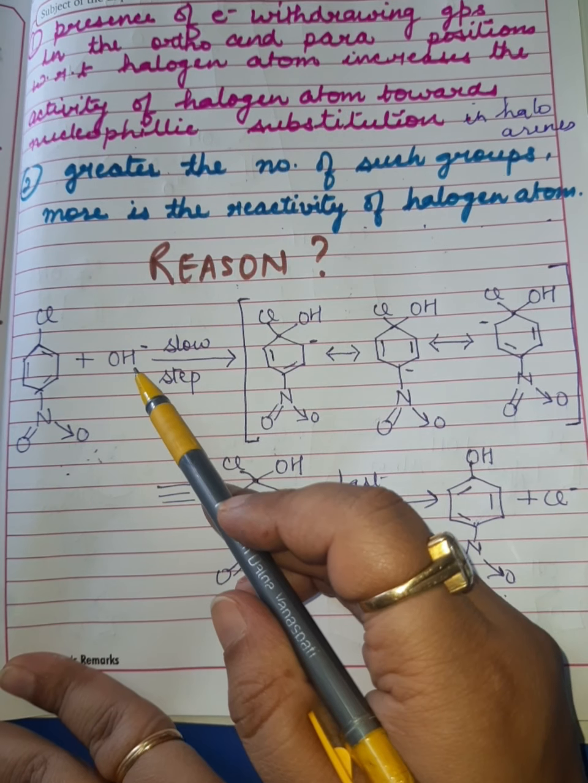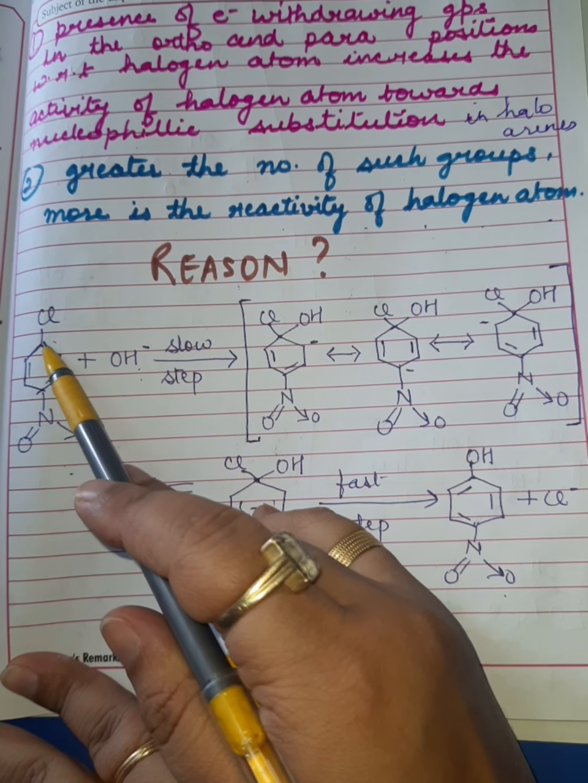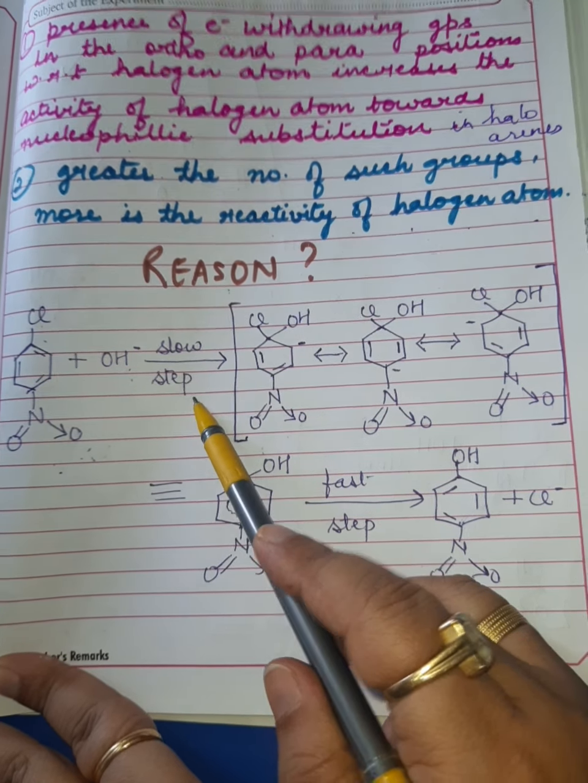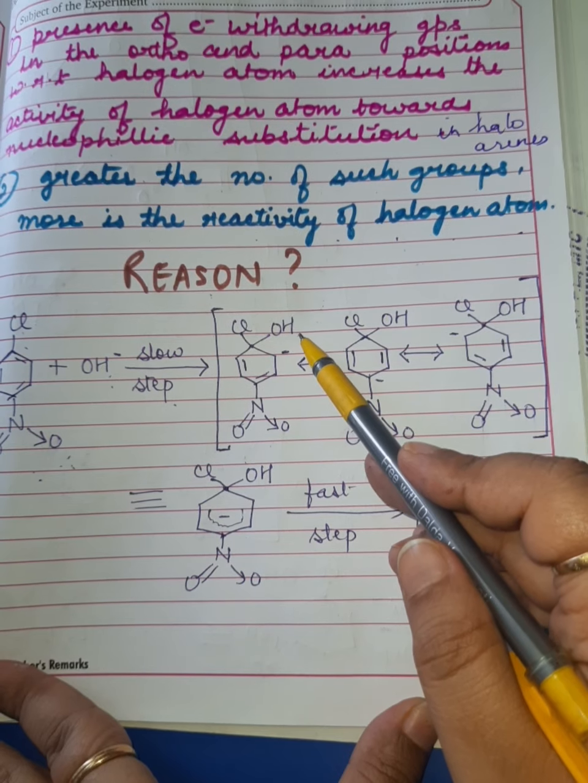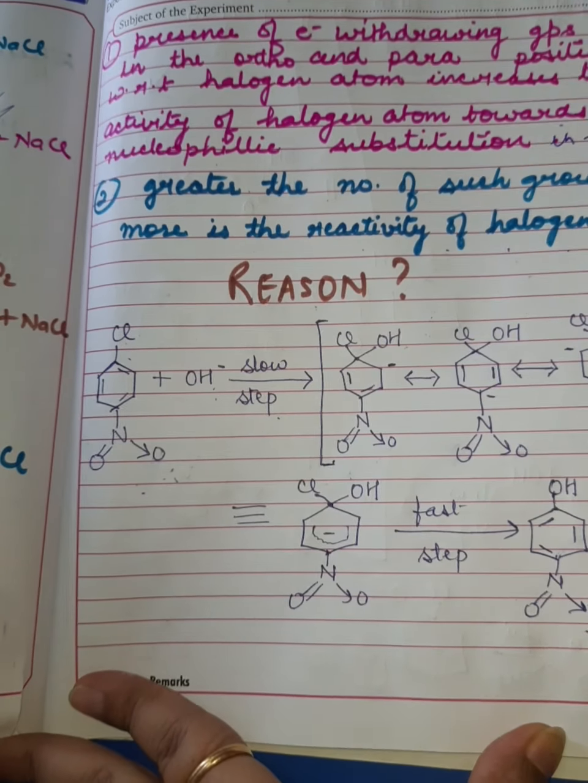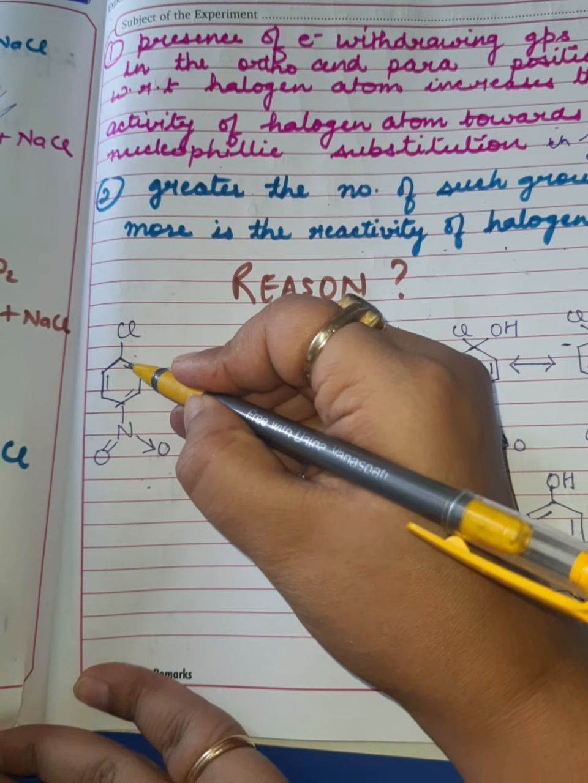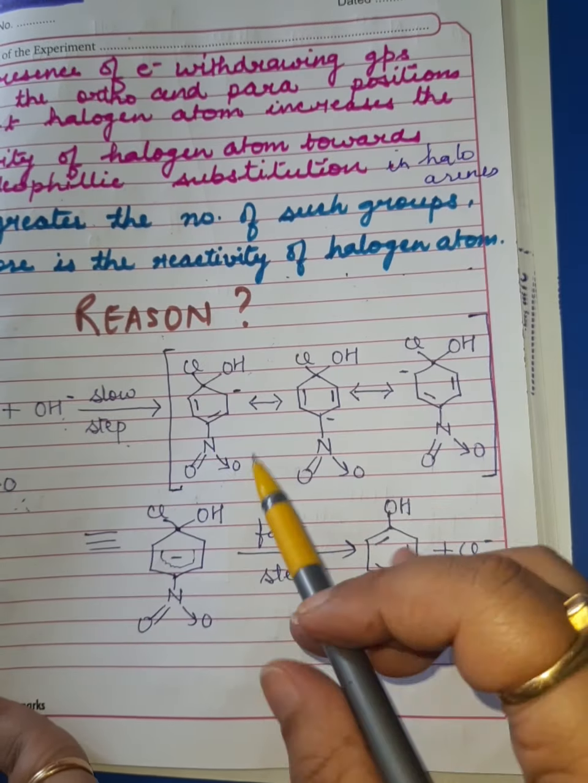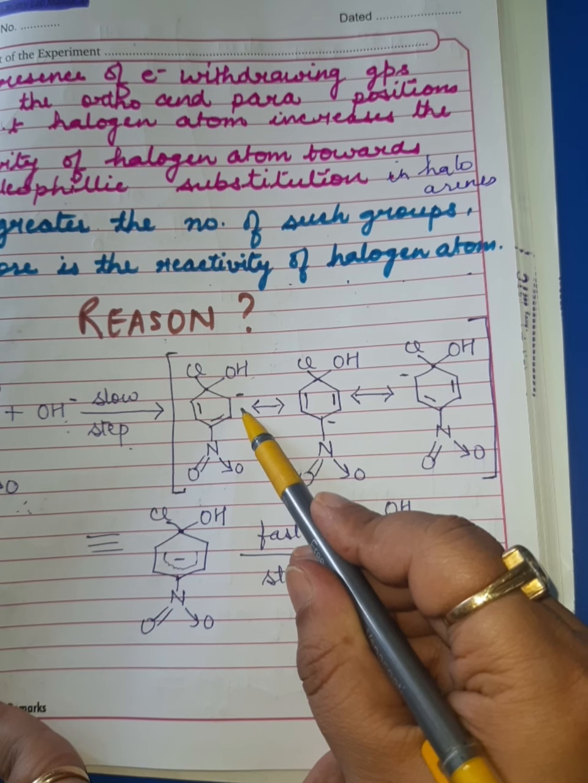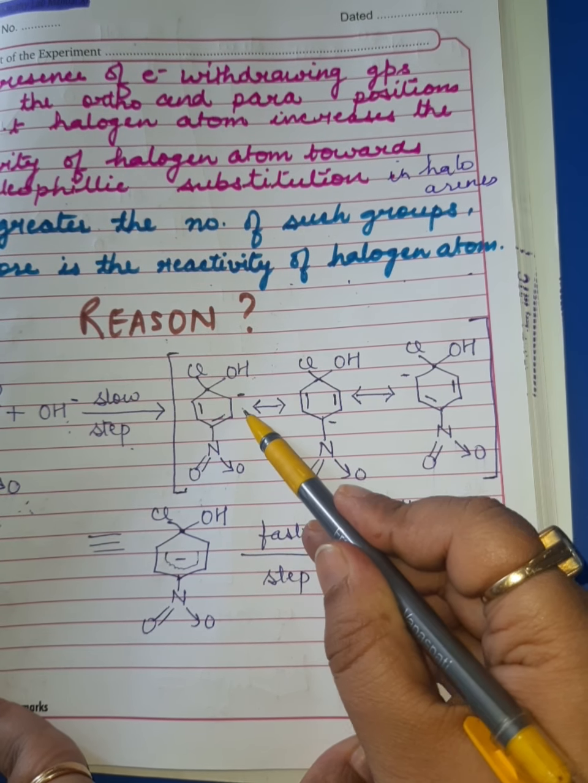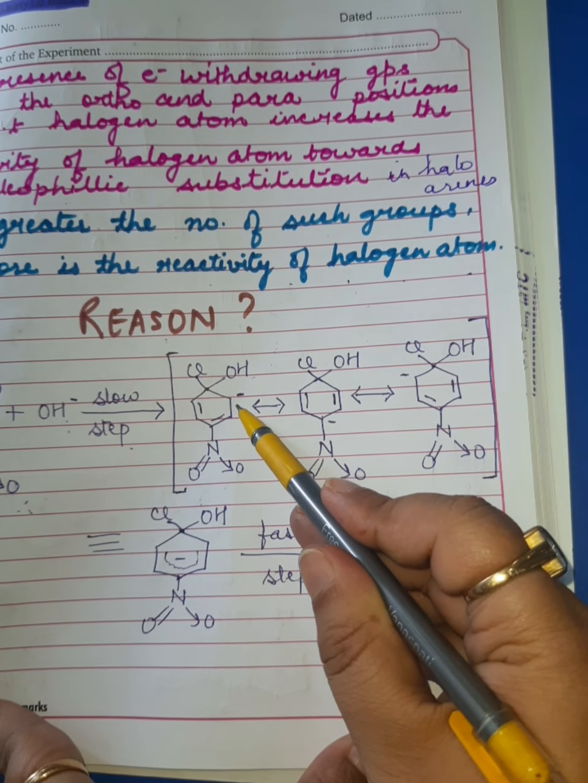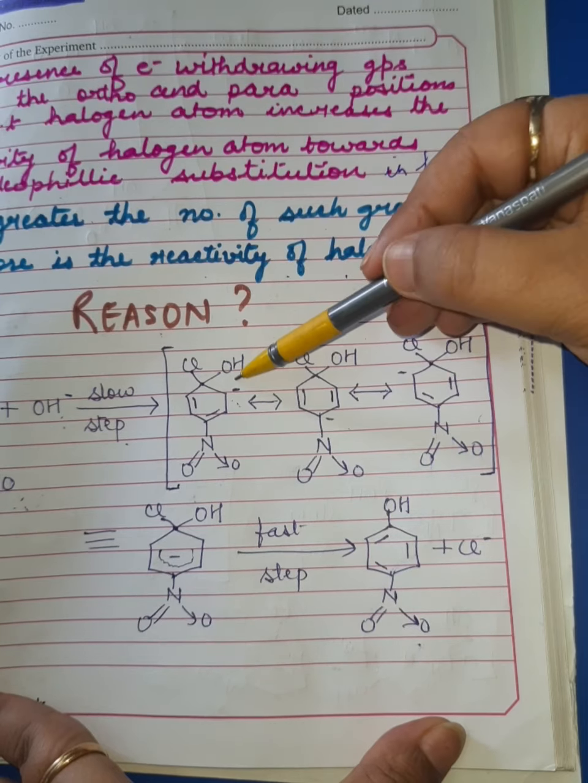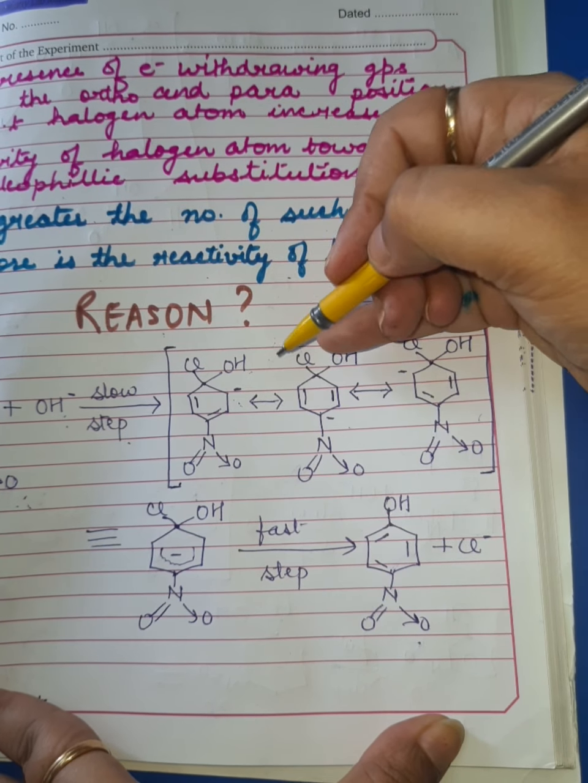See, OH minus attacks onto the carbon attached with the Cl. This attack is a slow step, results this way, and it is simultaneously accompanied with the delocalization of this pi electron, which results in the formation of this carbanion. So dear students, now have a look that this carbanion gets stabilized by the resonance. Just see this. It gets stabilized by the resonance this way.